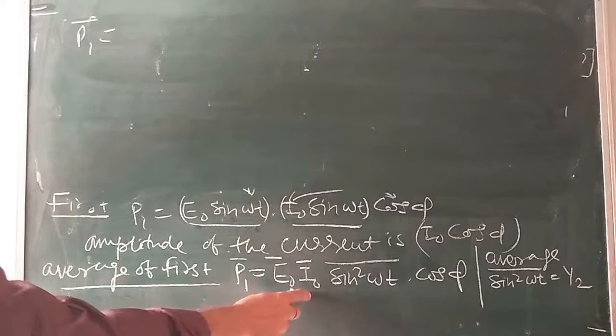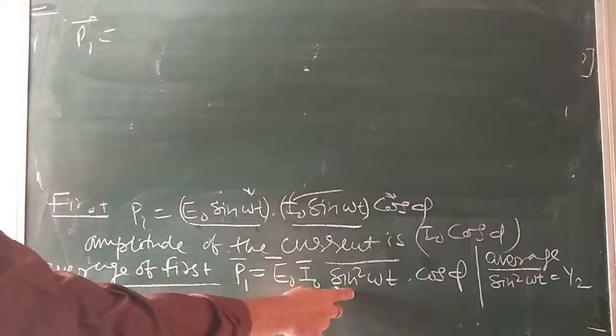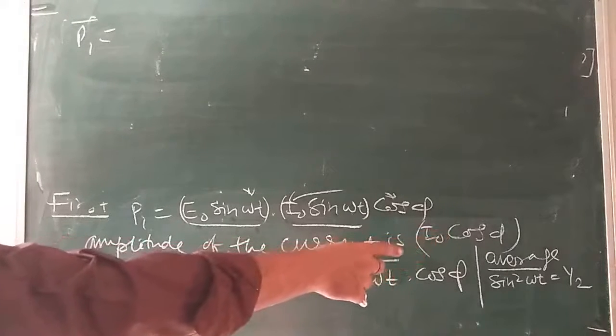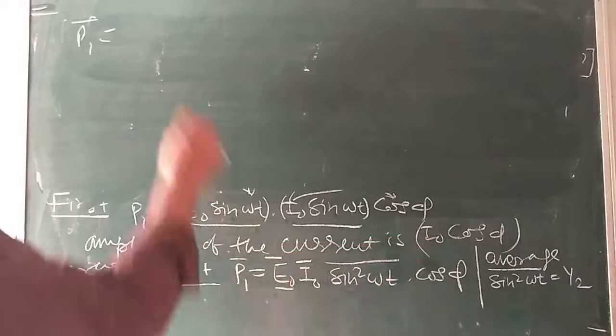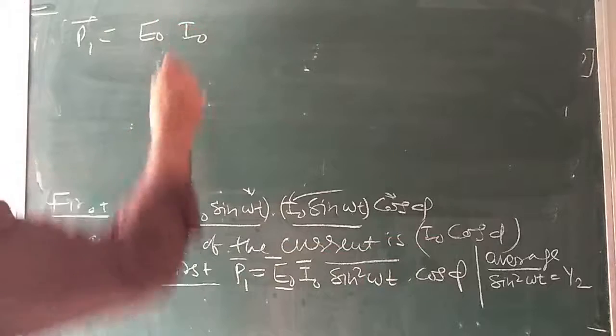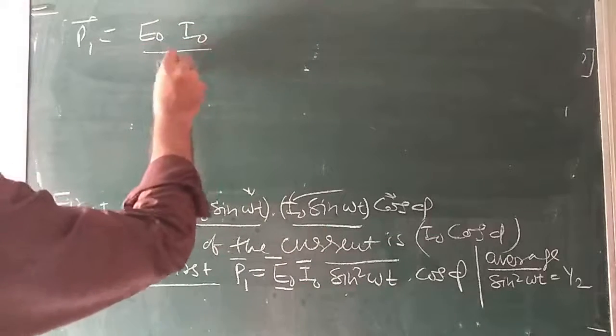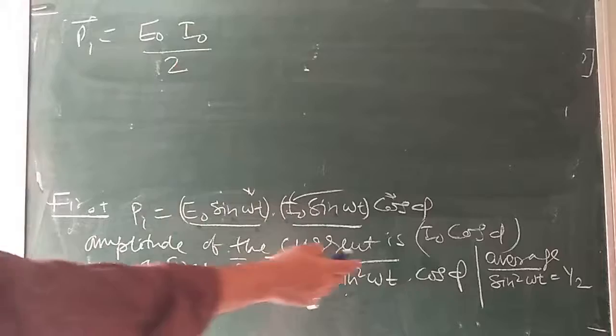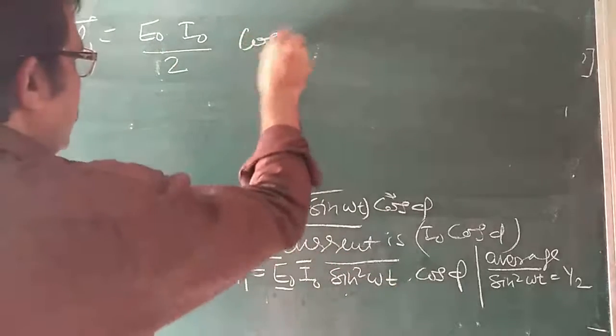E naught, I naught and sin square omega t, in place of that we will write 1 by 2. Is it clear? Average of E naught, that is E naught. Average of I naught, that is I naught. And here it is the value 1 by 2. And the another term is cos phi. This we can write.